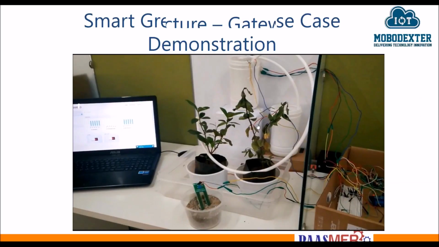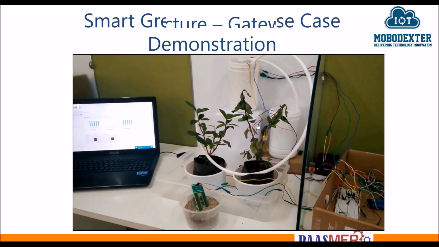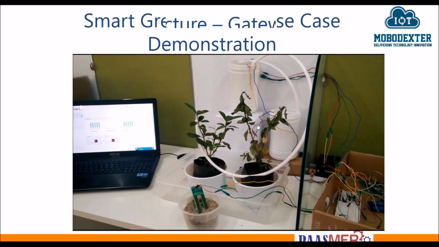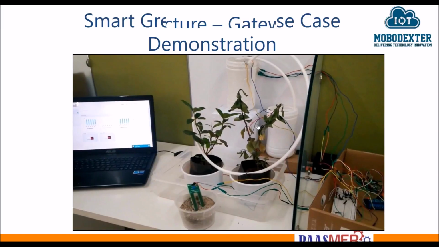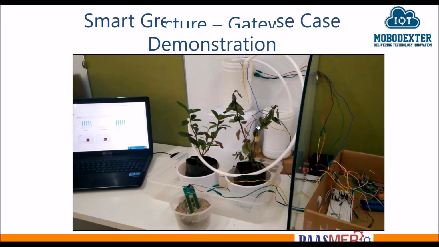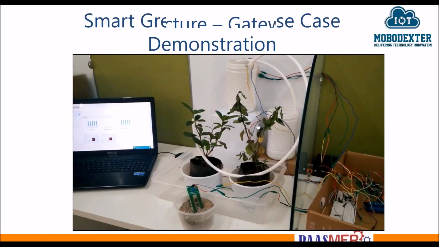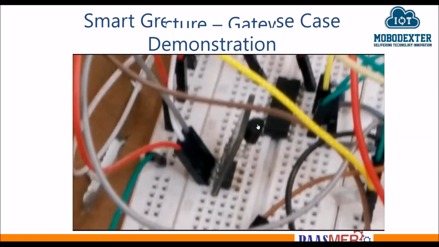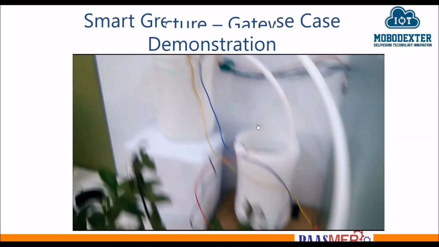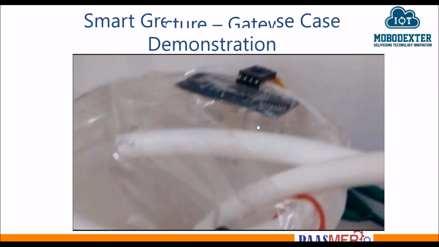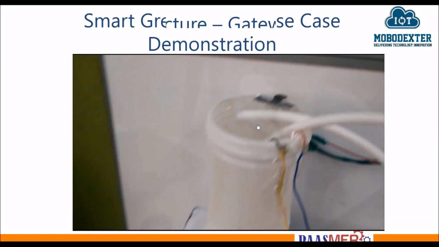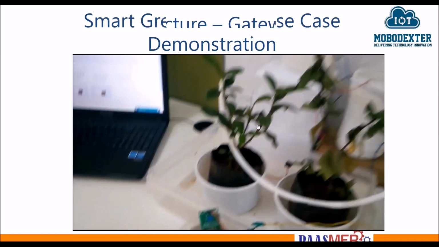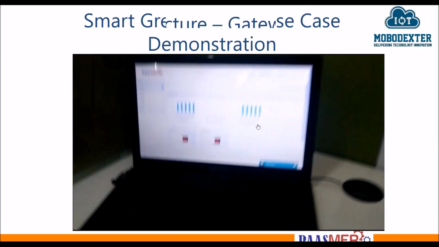I welcome you all for a smart greenhouse POC demonstration using Paasmer platform. We have created this POC setup to show you how Paasmer platform can be used to control and manage a greenhouse. In this POC, we have used a temperature sensor, a water level sensor, and soil moisture sensor. The entire setup is connected to Paasmer platform.